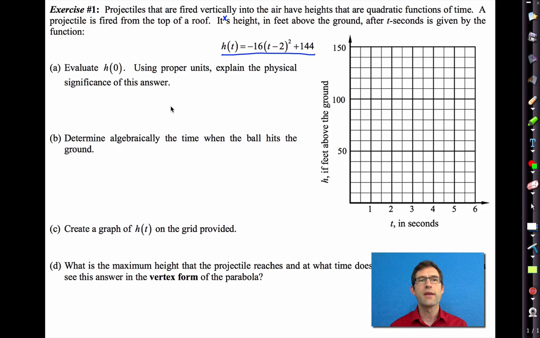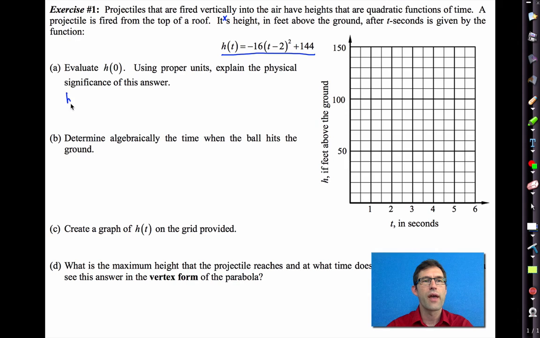So in letter A, it says evaluate h of 0. Using proper units, explain the physical significance of this answer. Pause the video now and try to do this. All right, well, let's do it.